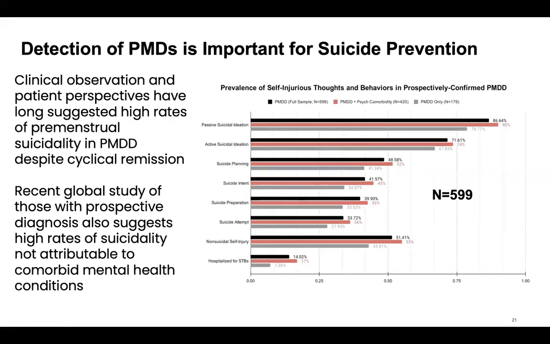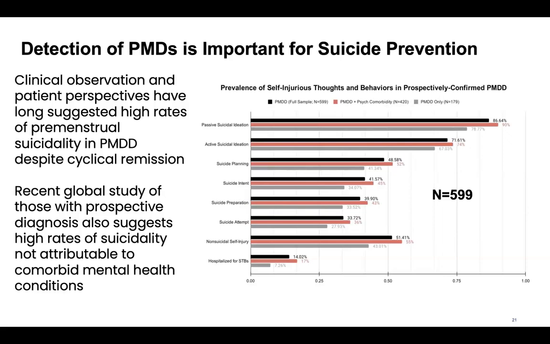So I also want to note that detection of premenstrual disorders is important for suicide prevention. We know from clinical observation and patient perspectives that over a long period of time, people have been sharing that there are likely high rates of premenstrual suicidality in PMDD, despite cyclical remission. There's a common possible misunderstanding that because PMDD remits for roughly half of the menstrual cycle, that makes it inherently less severe or less impactful on overall functioning and severity of symptoms. When in fact, we're finding that's really not the case, right?